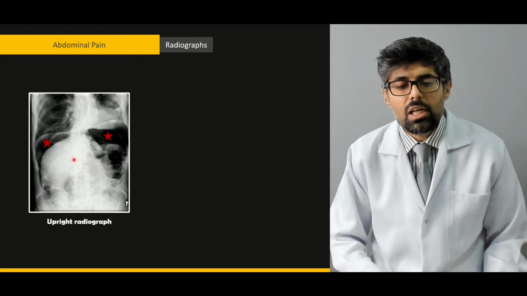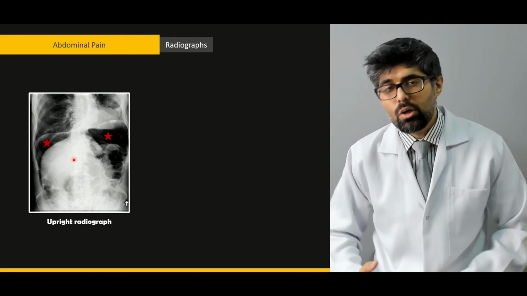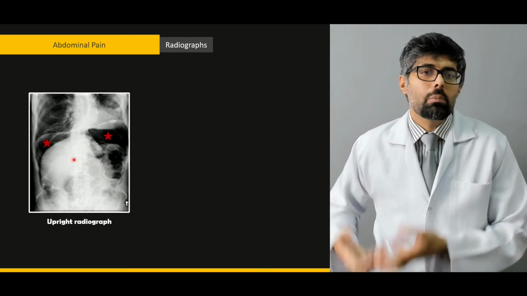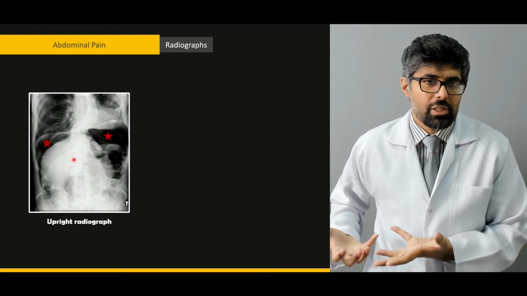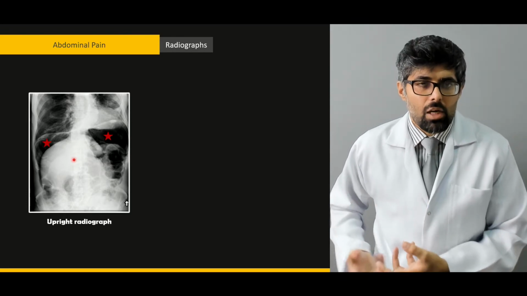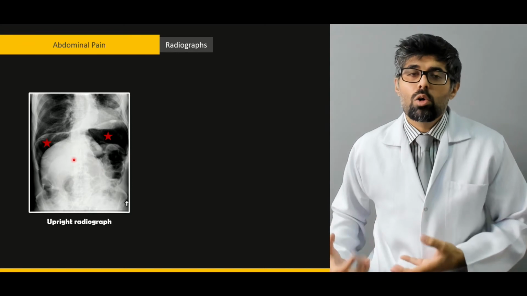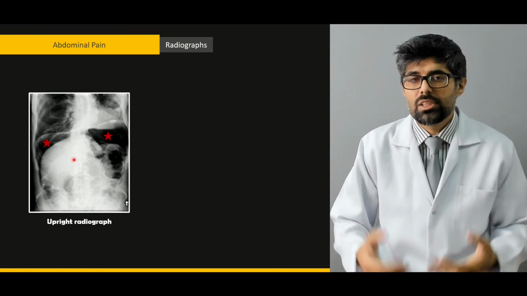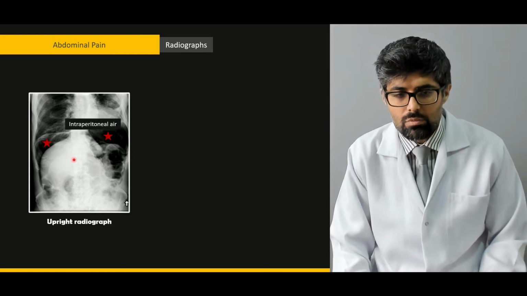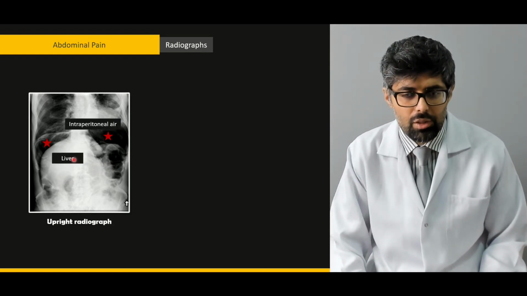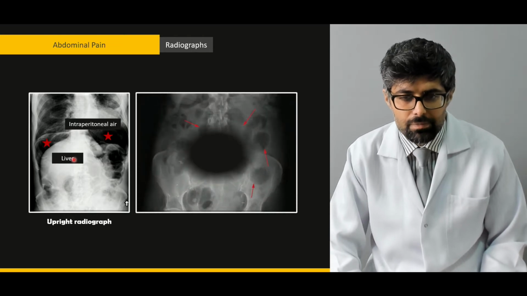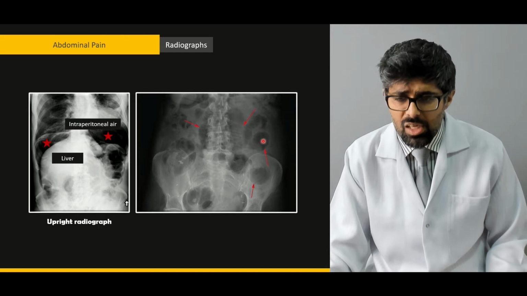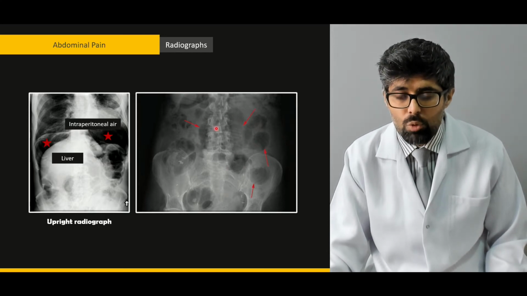Now this is an upright radiograph. Because it is upright, all of the air has moved upward because of gravity, because it is lighter. If it was supine, all of the air would have moved anteriorly, to the anterior thoracic wall. Now this is the intraperitoneal air, this is the liver, and here we have air inside the small intestine.